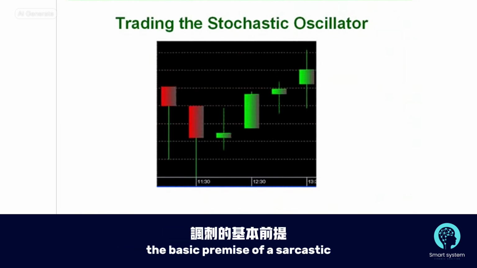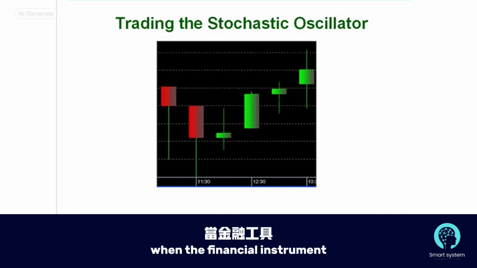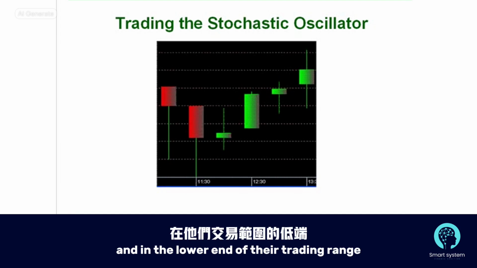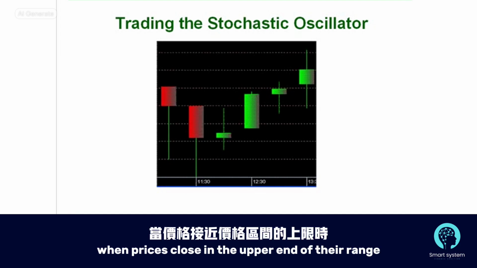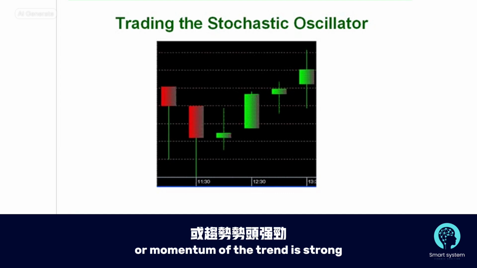The basic premise of a stochastic is that prices tend to close in the upper end of their trading range when the financial instrument you're analyzing is in an uptrend, and in the lower end of their trading range when the financial instrument that you're analyzing is in a downtrend. When prices close in the upper end of their range in an uptrend, this is obviously a sign that momentum of the trend is strong, and vice versa for a downtrend.